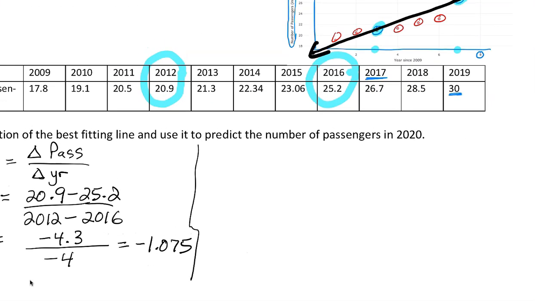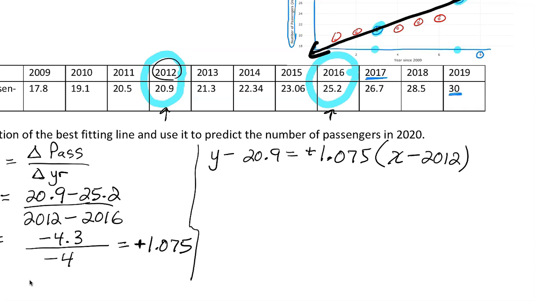And then we can write our equation in point-slope form. You can pick either one of the points. I'll just pick the first one on the left. So we have y minus 20.9 equals the slope, it's not negative, it's positive, positive 1.075 times x minus 2012. And then we'll distribute and solve, but actually we don't even need to distribute. This is our equation. This would be in point-slope form.